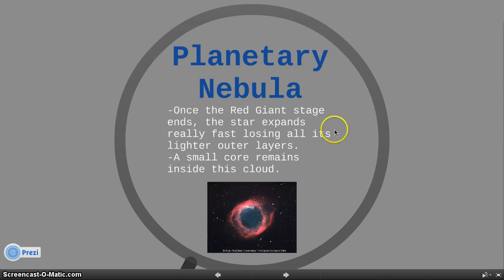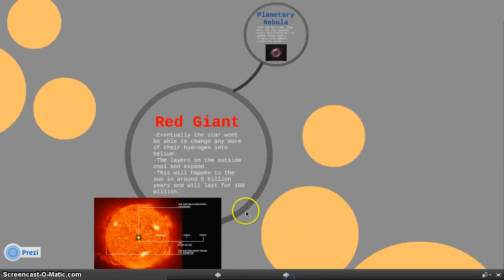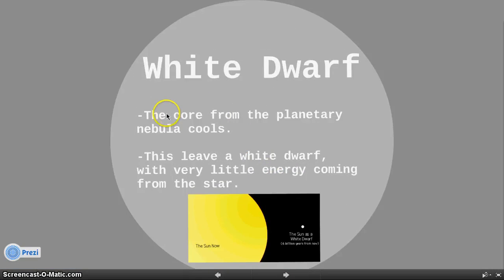After the red giant phase, the star will become a planetary nebula. Once the red giant phase ends, the star expands really fast, losing all of its smaller, lighter outer layers. Then there's going to be a small core of carbon and heavier elements that will remain on the inside of this cloud. You can kind of see it right where my mouse is right now. The core from the planetary nebula cools, and all of the gases and stuff kind of drift away off into space.